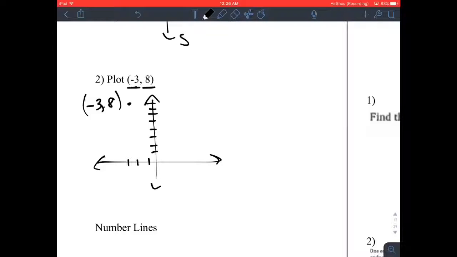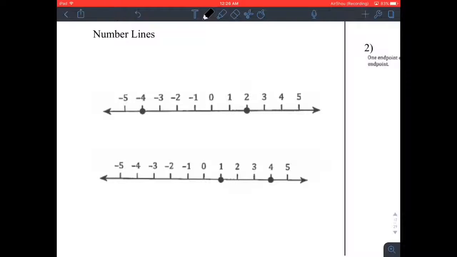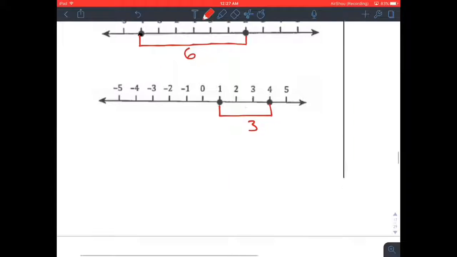Number lines, well, that's just a fancy schmancy math thing for a line with numbers on it. Here's a couple examples. How far apart are these 2 points? From negative 4 to 2. 1, 2, 3, 4, 5, they are 6 apart. You could say the distance from those 2 points is 6. Down here, the distance from 1 to 4 is 3. You can just count the spaces. It's that simple.